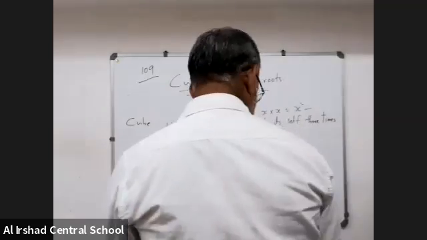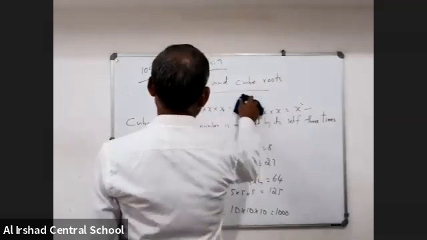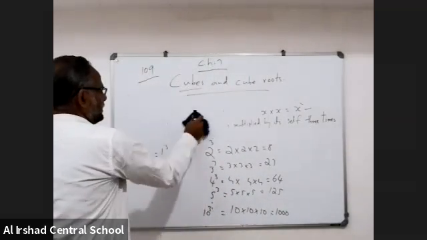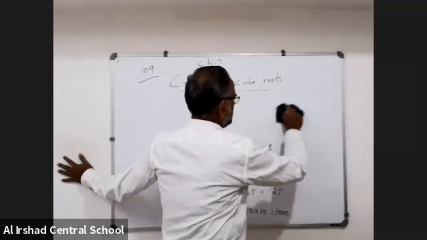729. Okay, how did you get it? 9 into 9 into 9. Did you copy all this? You wrote this one or not?